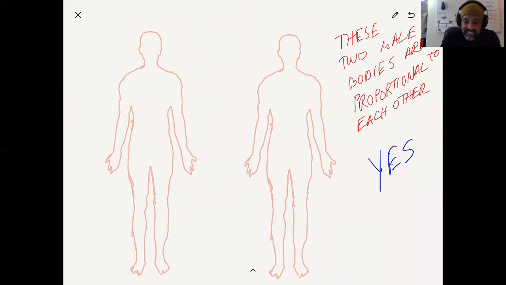And what that means is I can take a number, and the number is 1, and I can multiply any part of this guy's body to get this guy's body. I don't have to use any different number, right? So if I can look at these guys and say, yeah, these guys pretty much match up, then they're proportional.